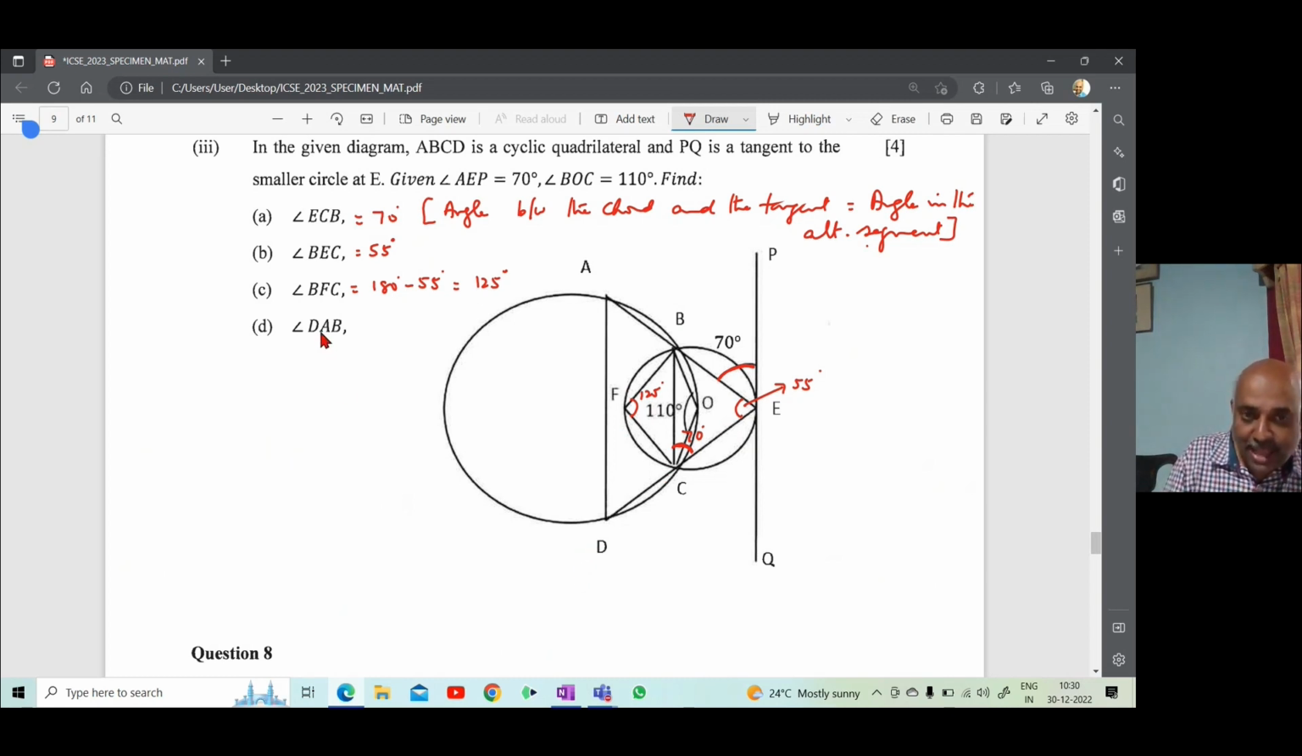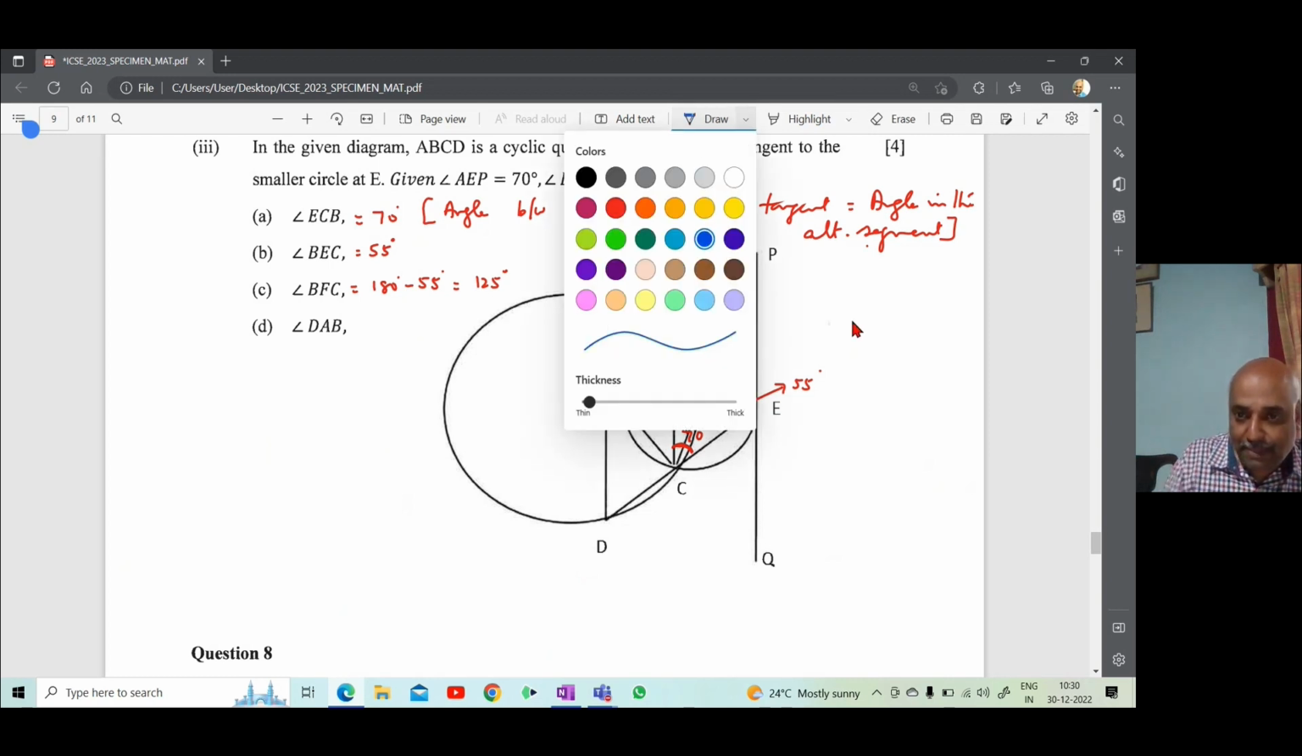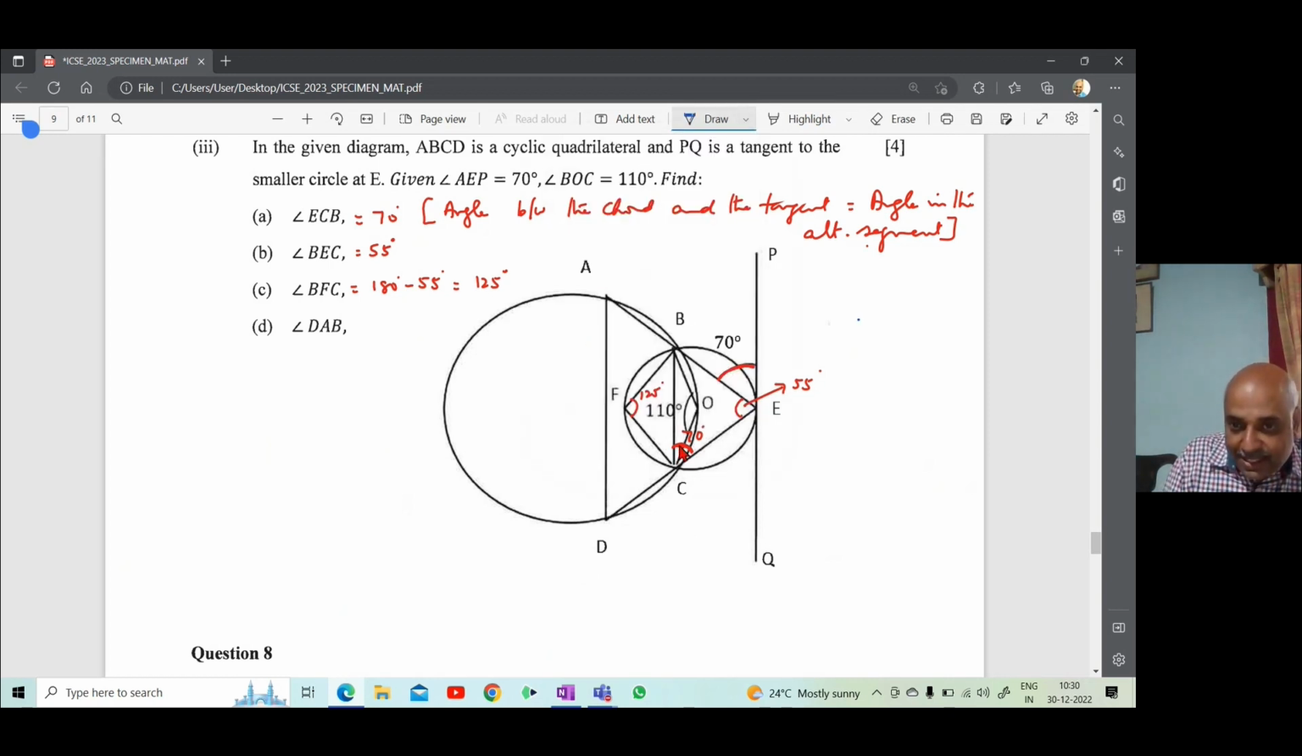The last one is angle DAB. So what is angle DAB? This angle is 70. That means this angle has to be 110 because it's a straight line. Angles on a straight line must add up to 180 degrees. So this is 70. So I'm saying angle BCD is equal to 110 degrees. This angle is 110.